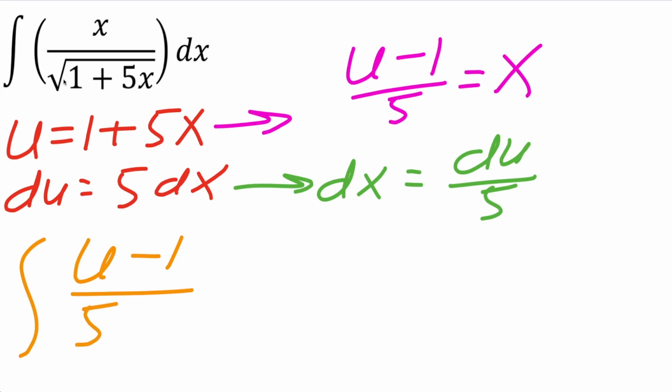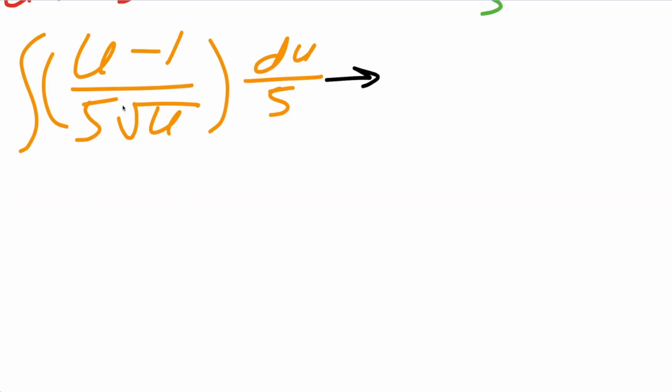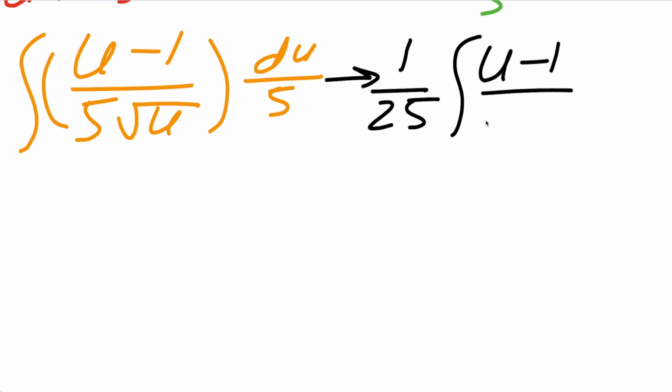And this piece right here, 1 plus 5x is equal to u, so we'll have 5 times the square root of u, close parentheses, du divided by 5, because dx is du divided by 5. We can clean this up a little bit. So this is being divided by 5, also being divided by 5. So you could take out 1 divided by 25, because 5 times 5 is 25. Then we'll have our integral. We have u minus 1 divided by the square root of u du.